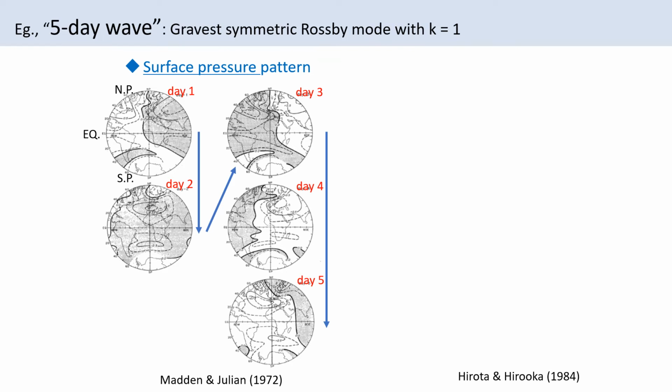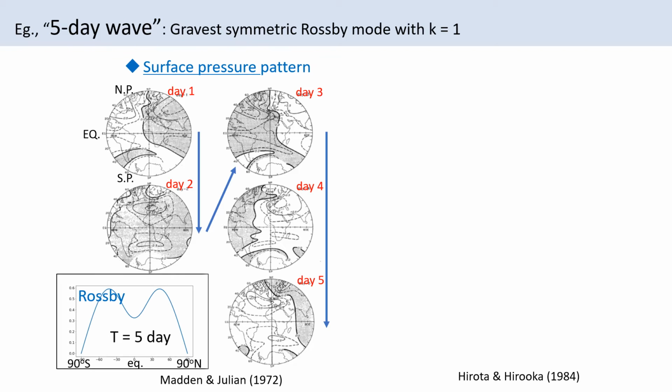And the most well-known example is the 5-day wave. This is a Rossby wave mode. And Madden and Julian, pioneers of the normal mode studies, found the westward propagating wavenumber 1 wave by analyzing the surface pressure data. And they found that the meridional structure is quite close to the Hough functions of the 5-day wave.